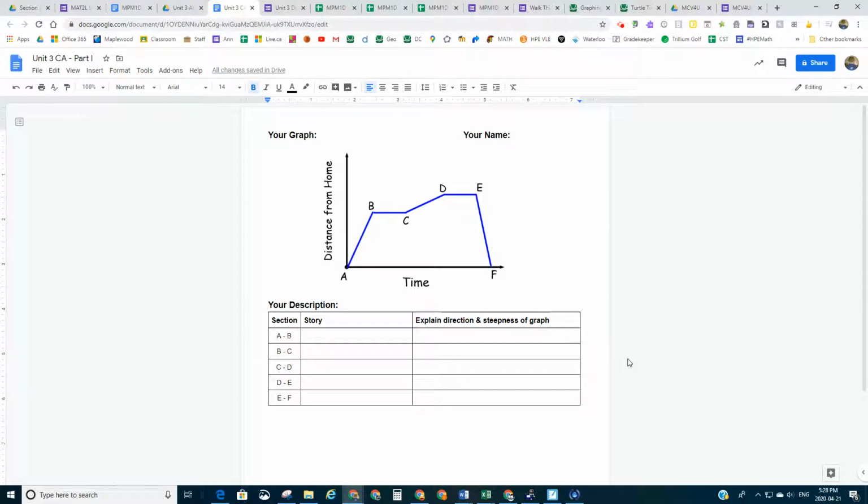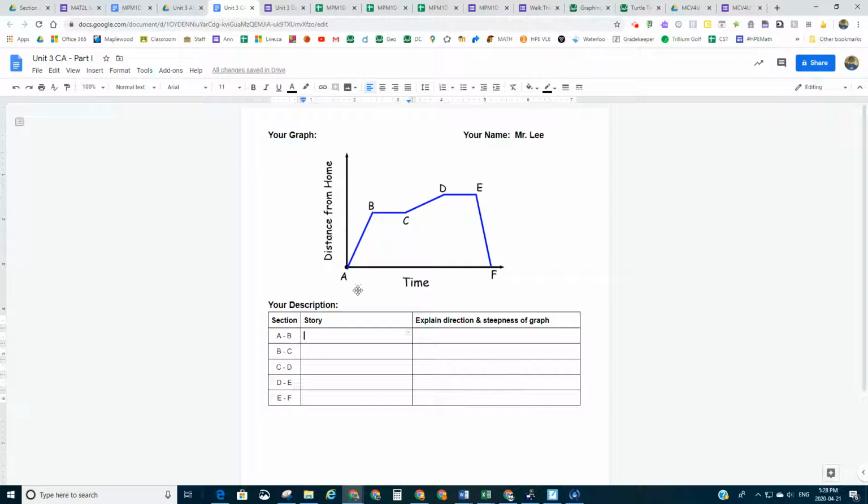Okay, welcome to your first part of your Unit 3 culminating activity. You're going to click on the Google Doc up in the top right-hand corner, and you'll get this document here. This is your chance to get your creative juices flowing for the second part of your culminating activity. So we're going to start in here by first just typing in our name, and then we're going to describe what's going on, both using a story and using math.